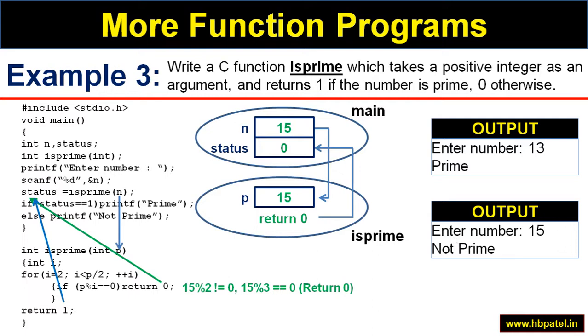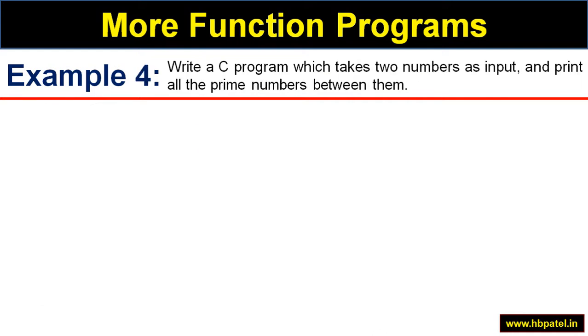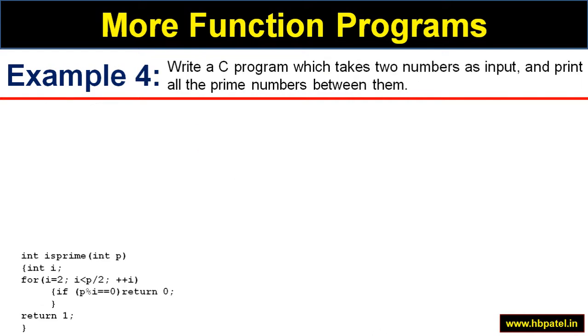So now let us make one more program wherein we'll be using the same function isPrime. I'm not repeating the logic, the same function is there. I'm passing one number to be checked. The number is checked with this loop, and if it is prime, then it will return 1. If it is not prime, it will return 0. So what is this program for? Write a C program which takes two numbers as input and prints all the prime numbers between them.